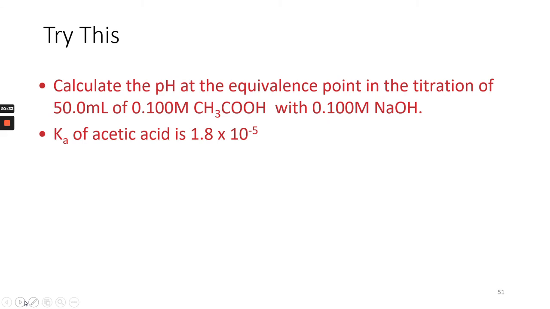All right, let's try this problem now. It's asking me to calculate the pH at the equivalence point in the titration of 50 milliliters of 0.1 acetic acid with 0.1 sodium hydroxide. If it's at the equivalence point and their concentrations are the same, that must mean the volume of sodium hydroxide we added must be the same as the volume of our acetic acid.